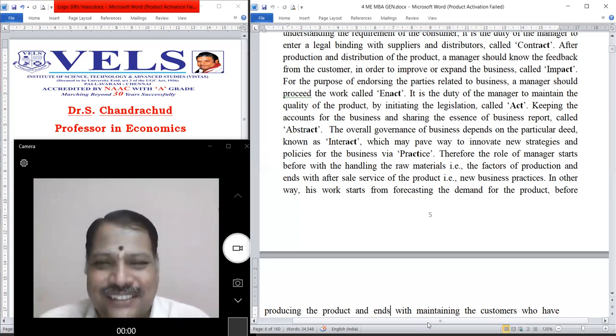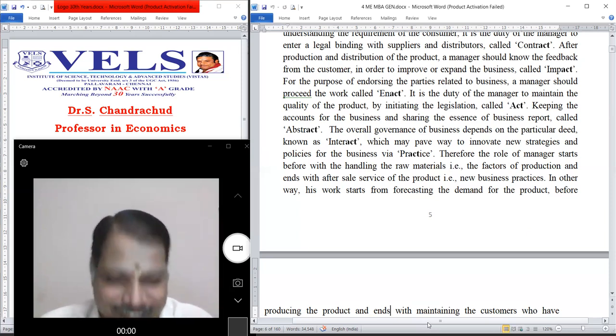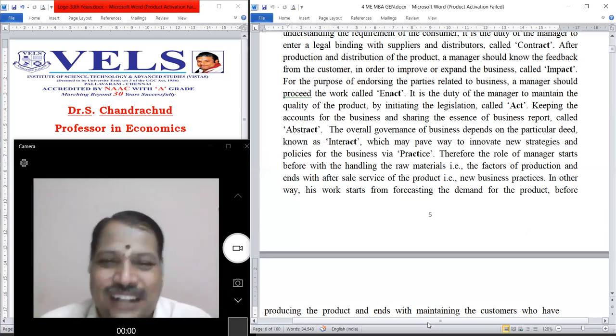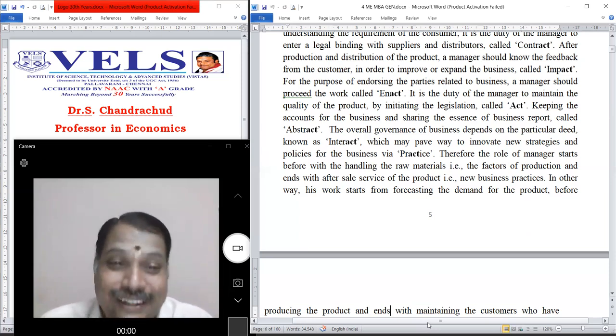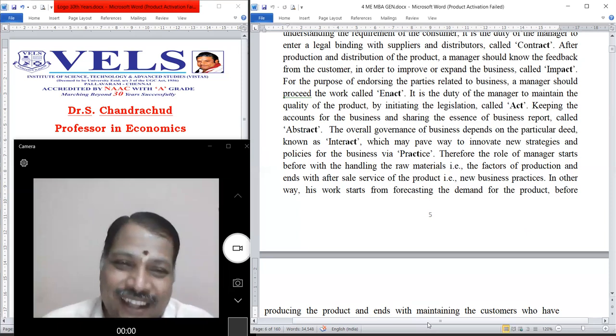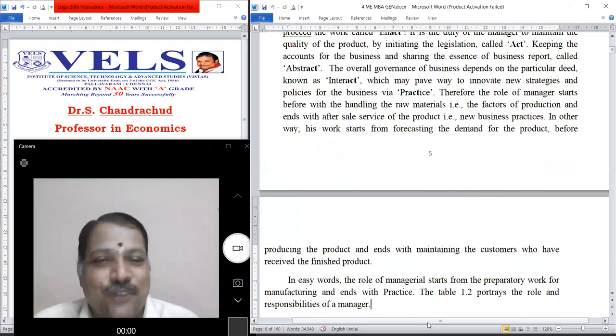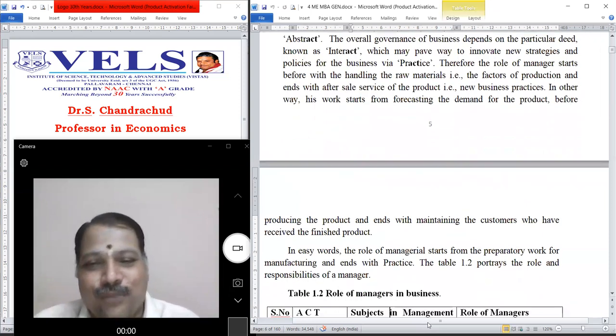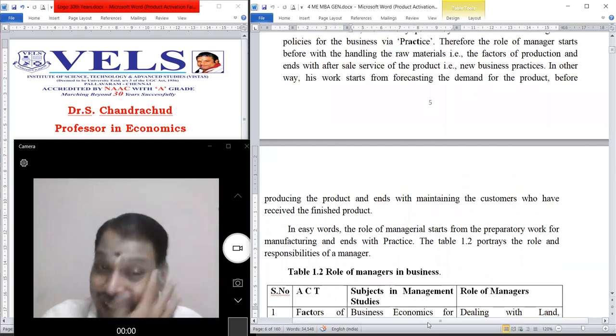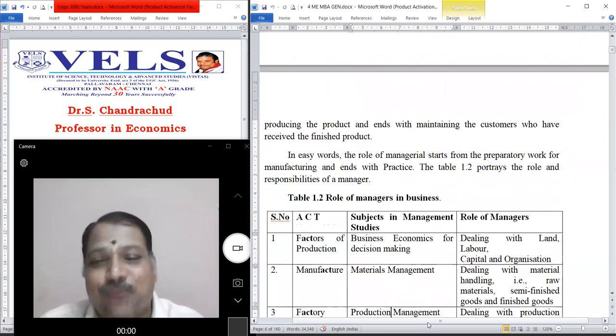Therefore, the role of the manager starts before handling the raw material, called factors of production, and ends with the after-sales service of the product. So, new business practice means it starts before starting the business and continues after completing after-sales service. So, a wide range of roles and responsibilities rely on the manager. In an easy way, his work starts from forecasting the demand of the product before producing it and ends with maintaining the customers who have received the finished product.